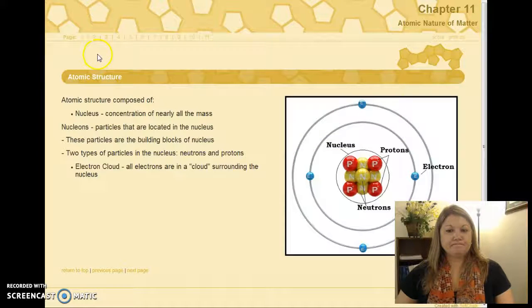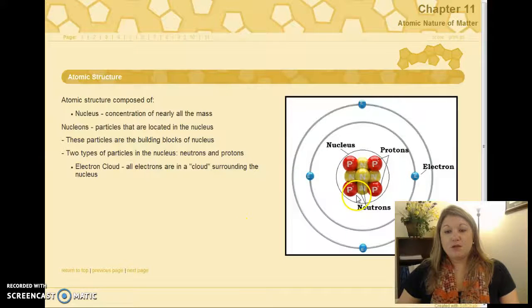Now here's the structure. Here's the classic structure. This black circle in the center here, that's your nucleus. Everything that lives inside the nucleus is called a nucleon. Now there's two types of nucleons, as you can see here. These yellow ones are neutrons. These red ones are protons. And then outside the nucleus, in this cloud-like structure surrounding your nucleus, is where your electrons live.